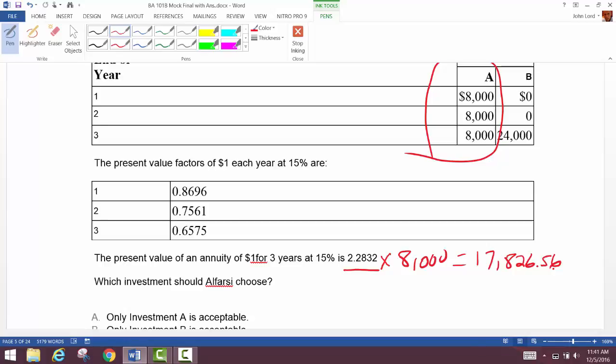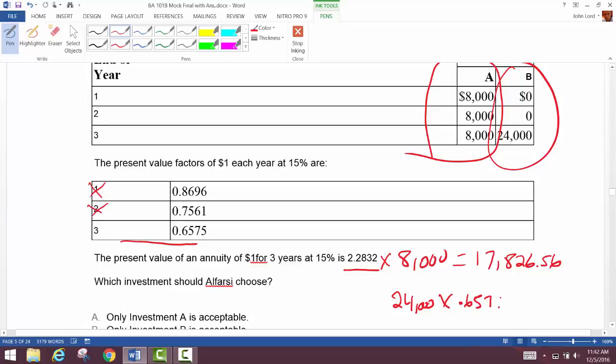And B, they were kind of generous to me in that what? There were no cash flows in the first 2 years, so I don't have to deal with these, right? It's just a year 3 one-time cash flow that's going to come in on this, so I can pick up that factor, right? And so I pick up that 24,000 and I multiply that times 0.6575. That 24,000 times 0.6575 gives me 15,780, right?